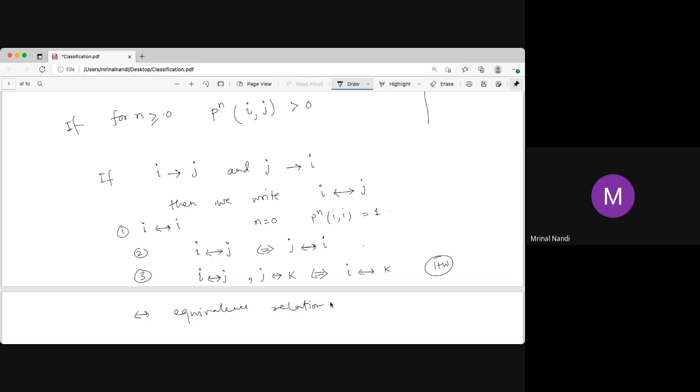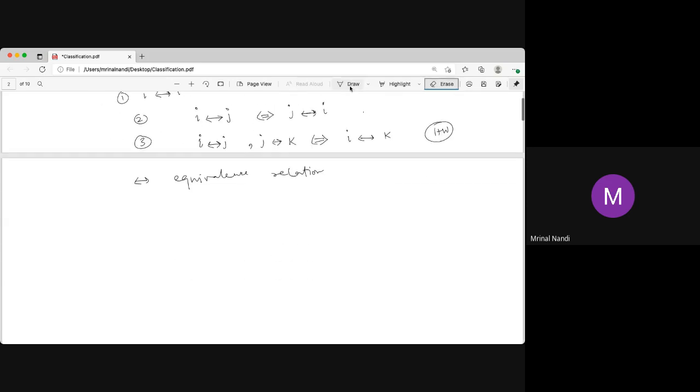Now we know if it is an equivalence relation, what happens? If there is an equivalence relation on the states, on the set of the whole state space, it creates a partition. We know equivalence relations create a partition. So we have different partitions. That means within a particular partition, from any state to any state we can lead there. Similarly, for any state to any state we can lead there for here.